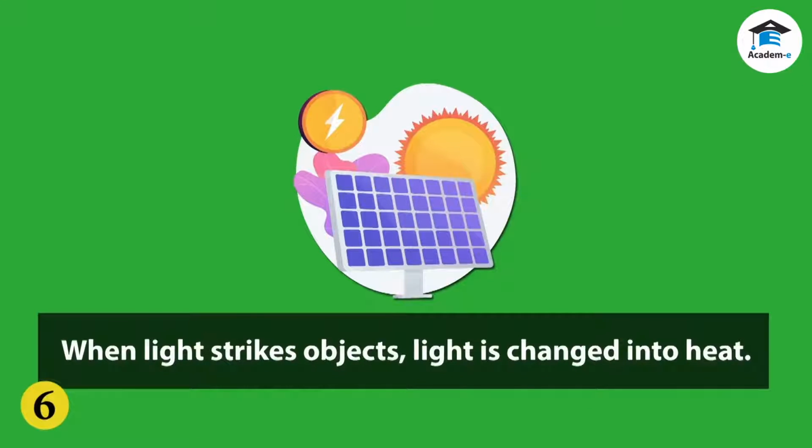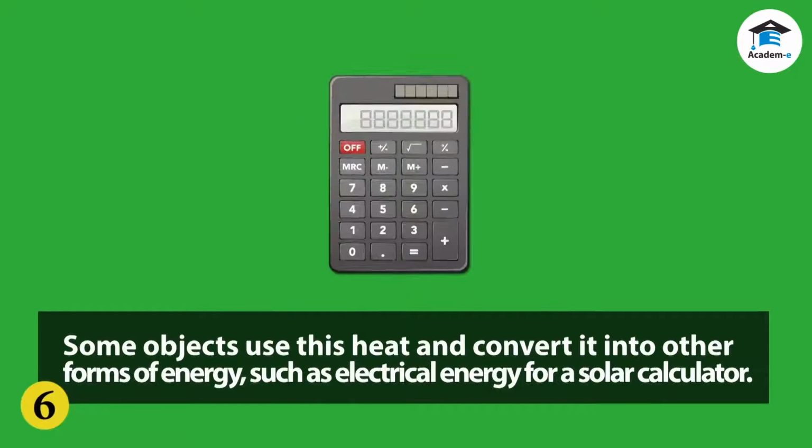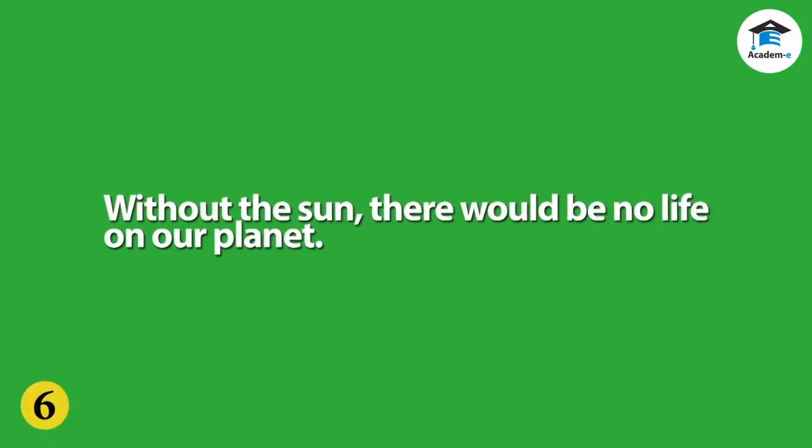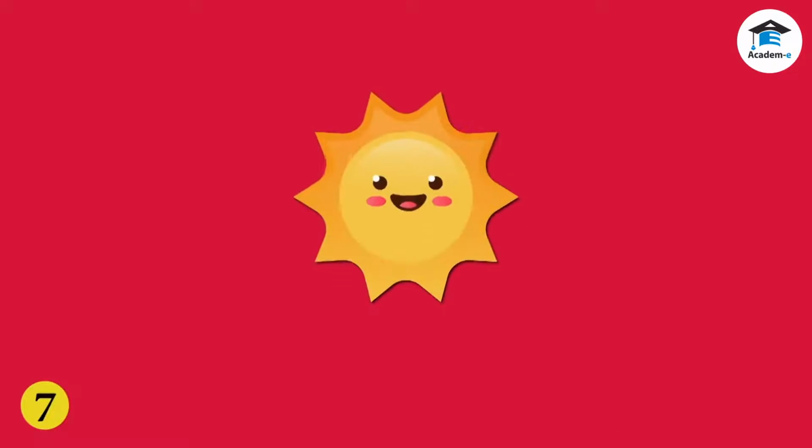When light strikes objects, light is changed into heat. Some objects use this heat and convert it into other forms of energy, such as electrical energy, for a solar calculator. Without the Sun, there would be no life on our planet. The heat and light of the Sun benefit not only people, but also plants and animals. However, they can also harm both living and non-living things.